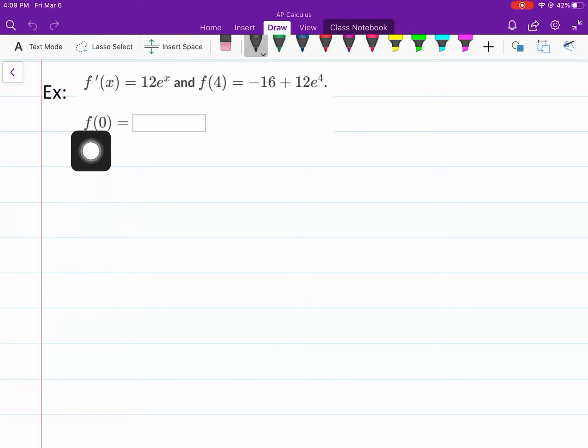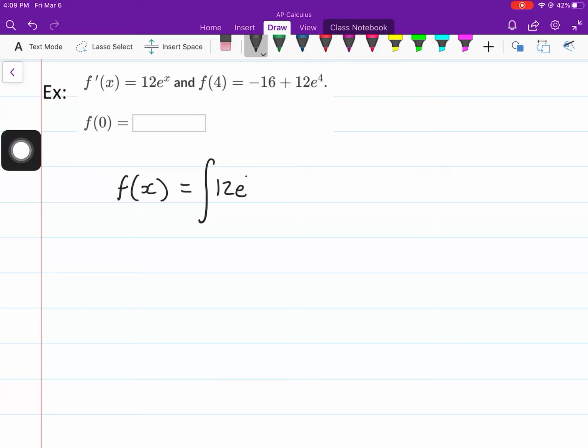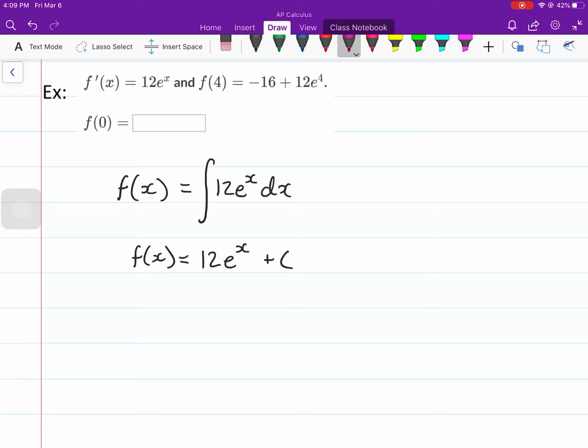So we want to figure out what f of 0 is, so we need to start with f of x. So f of x is going to be the antiderivative of f prime. And f prime, I'm just going to go ahead and put that in there as 12e to the x dx. So we're doing the antiderivative of f prime to get our f. So that antiderivative is really simple. It's just 12e to the x and then plus c.